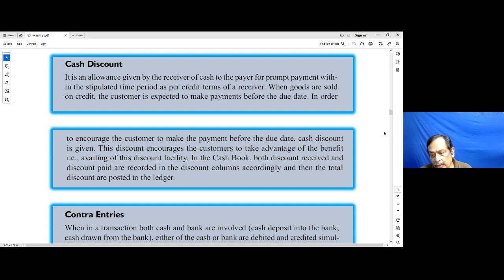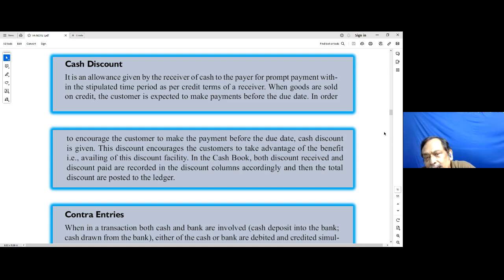Now, when customers make payment before the due date, say payment is due after 1 month, but the customer makes payment on the 10th of the month, and the business allows a certain amount of discount for the prompt payment of the customer, then it is termed as cash discount.